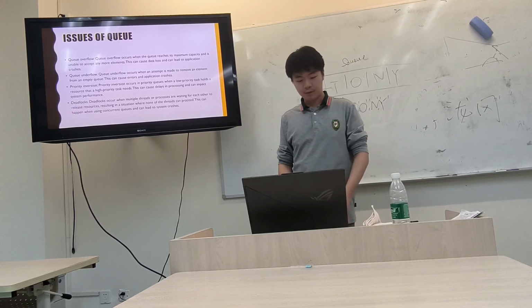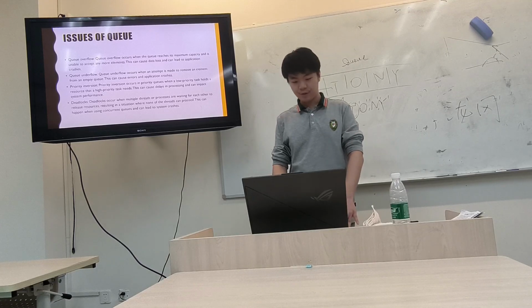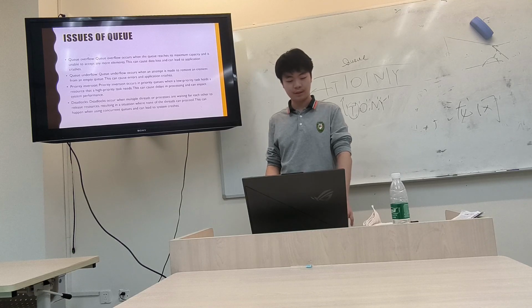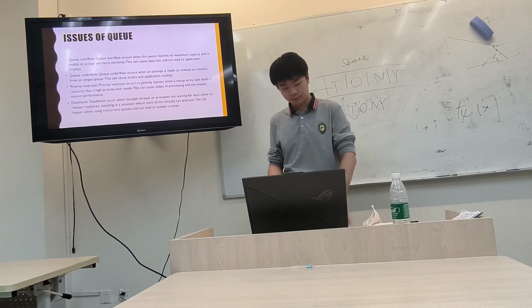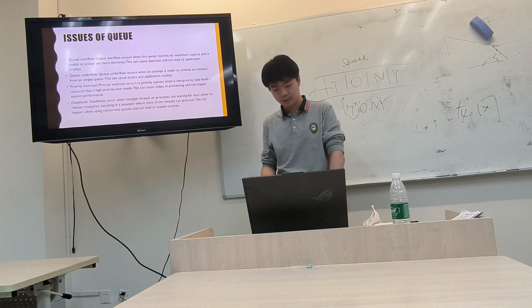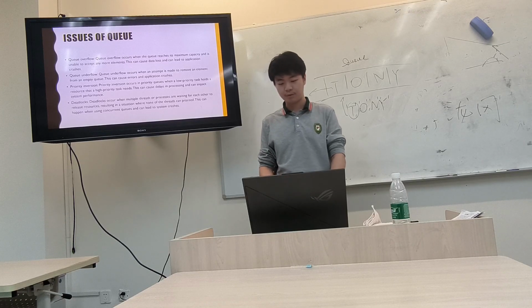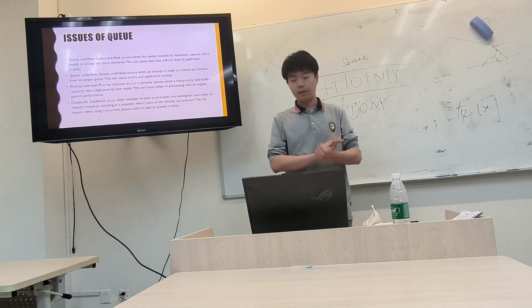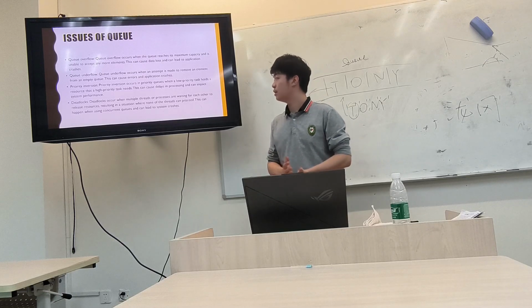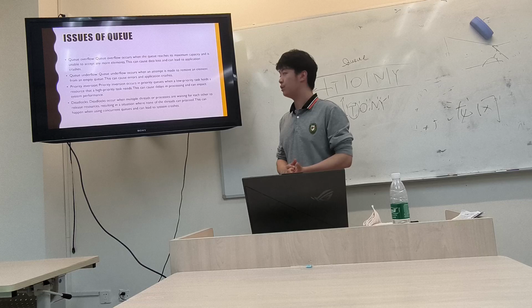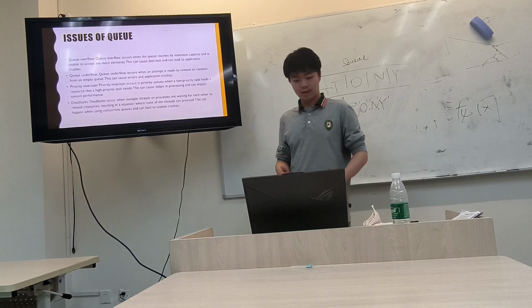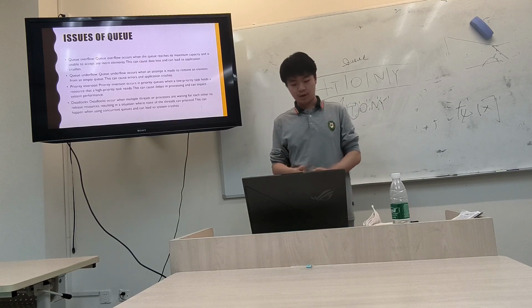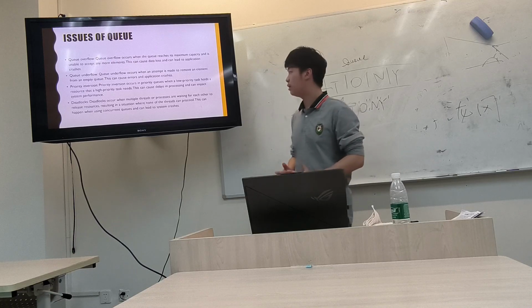And the third one is priority inversion. So priority inversion occurs in priority queues when a low priority task holds a resource that a high priority task needs. So this can cause delays in processing and can impact system performance. And the last one is deadlocks. So deadlocks occur when multiple threads or processes are waiting for each other to release resources, resulting in a situation where none of the threads can proceed. This can happen when using concurrent queues and can lead to system crashes.